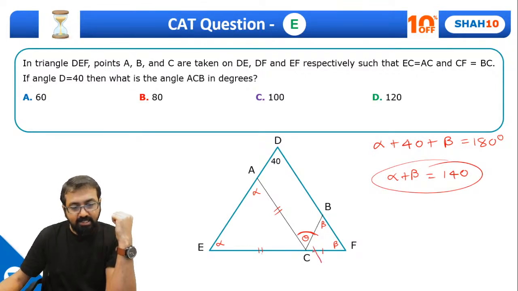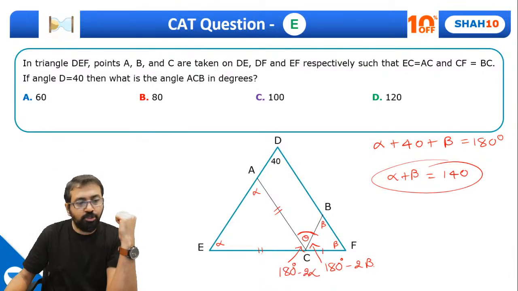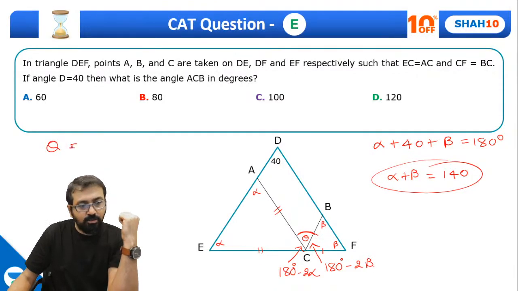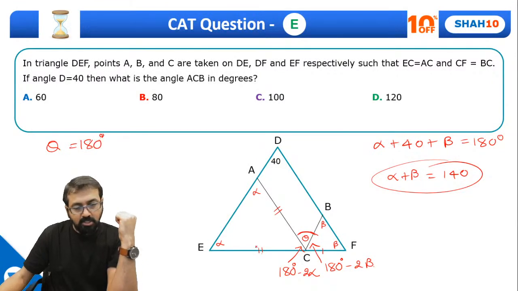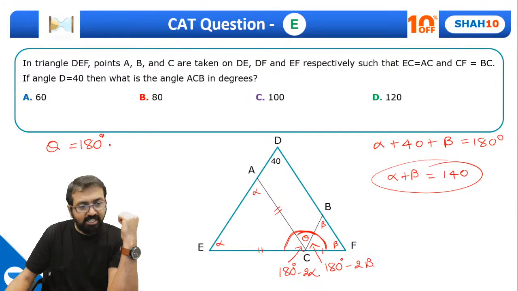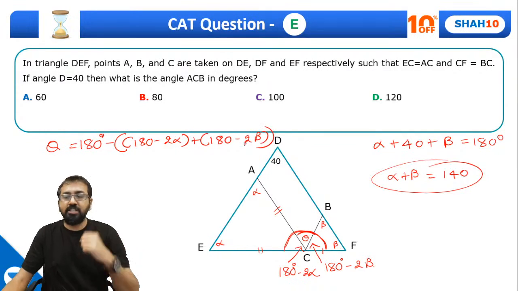Now can I say this angle is 180 minus 2 beta? Same with this angle is 180 minus 2 alpha. So what should be theta? Can I say theta should be 180, because the complete sum of these three angles will be 180 degrees. So theta should be 180 minus, 180 minus 2 alpha plus 180 minus 2 beta. Yes or no? Guys, do you all agree with this point?